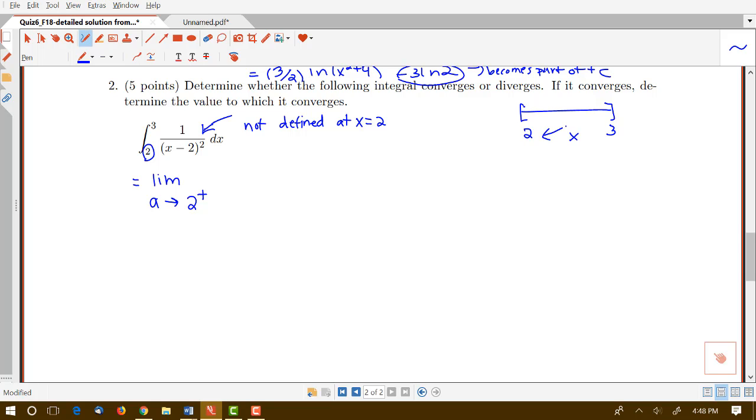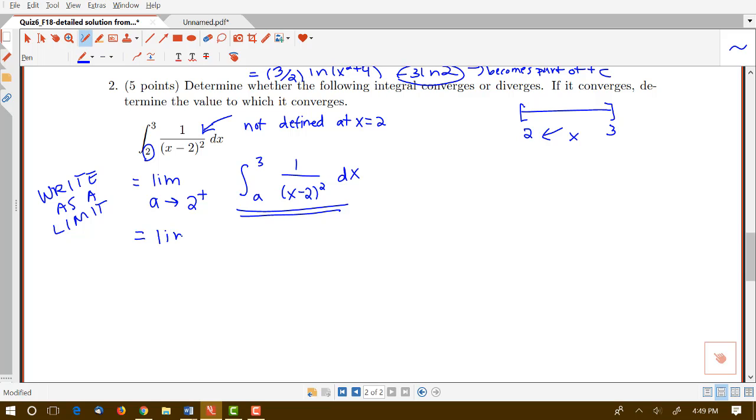If I have this interval from 2 to 3, I have to be approaching 2 from values that are bigger than 2. So that's approaching it from the right-hand side. We indicate that with this little 2 to the plus sign. So I have this limit of the integral from a to 3 of 1 over x minus 2 squared dx. When we're doing these problems, we want to write it as a limit as the very first step. And then we can focus on doing the antiderivative.